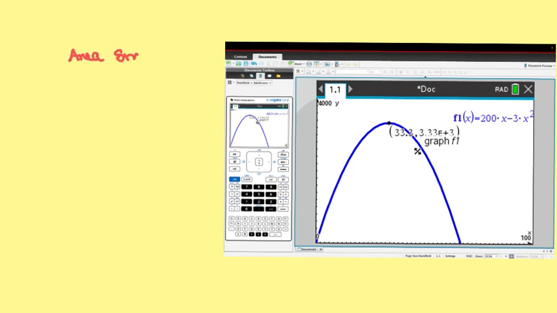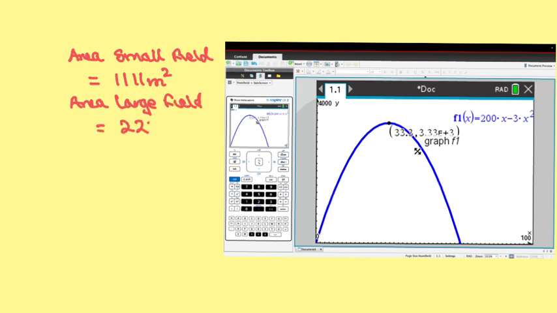So the area of the small field is 1/3 of 3,333, which is equal to 1,111 meters squared, and the area of the large field is equal to 2,222 meters squared.